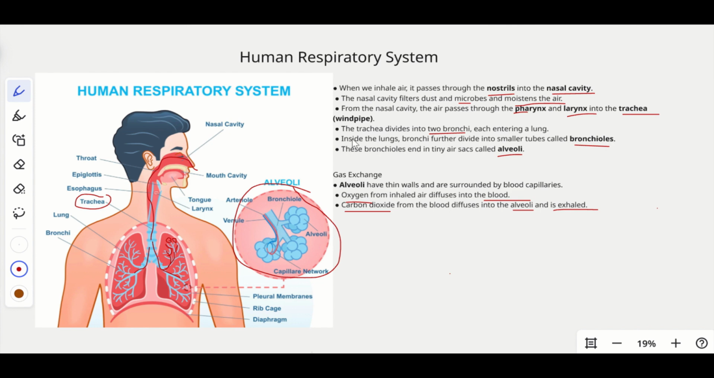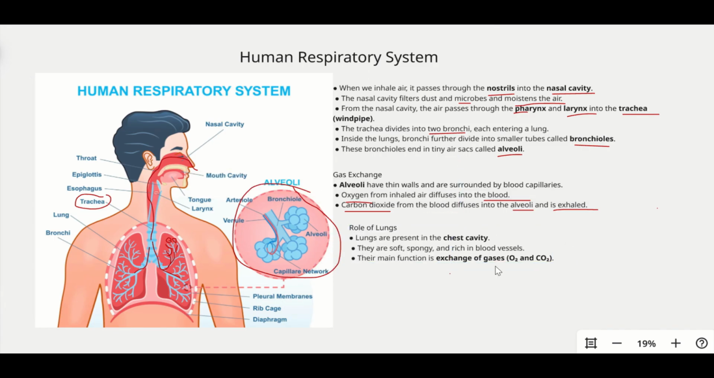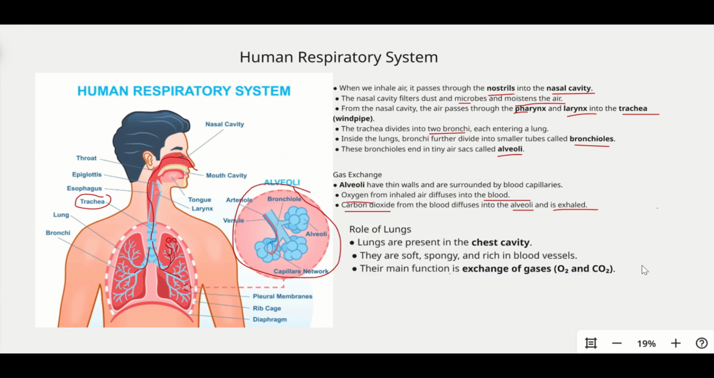Okay. And what is the role of lungs here? Basically, where are the lungs situated? In the cavity area, right? So the lungs are present in the chest cavity. Okay. And they are very soft, spongy, and very rich in blood vessels. And what is their main function? Their function is exchange of gases, O2 and CO2. Okay. These are the roles of lungs.